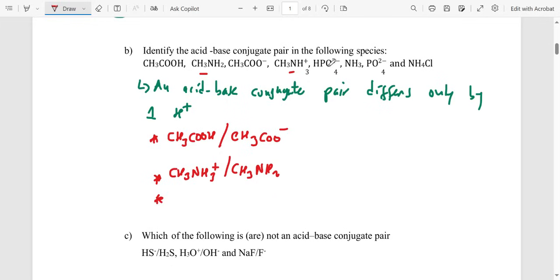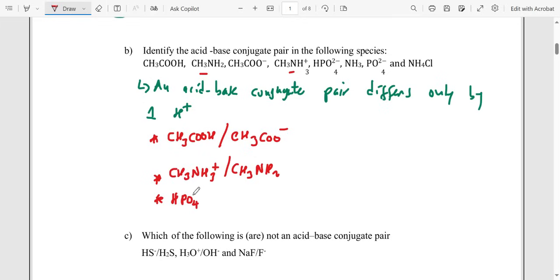The other one that we can pick is this one and this one. You can see those. They only differ by one proton. So those are also conjugates. The acid in that case is the one with a hydrogen, HPO4. This one is supposed to have a charge of only negative because it has got a proton. The one that has got no proton is PO4 with a charge of 2 minus.